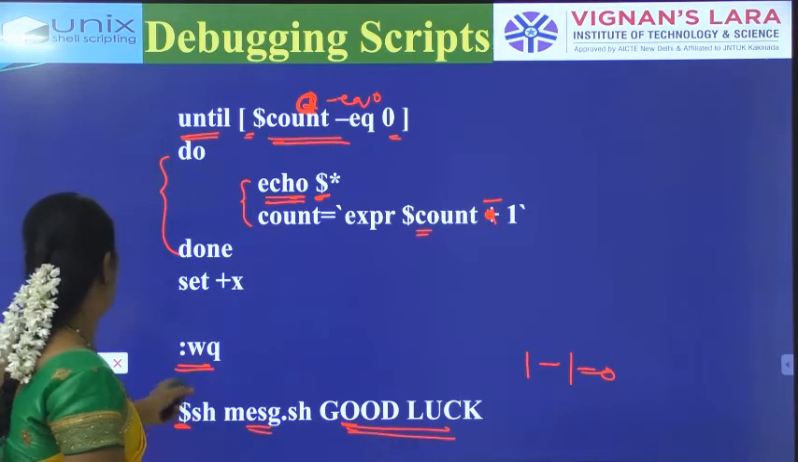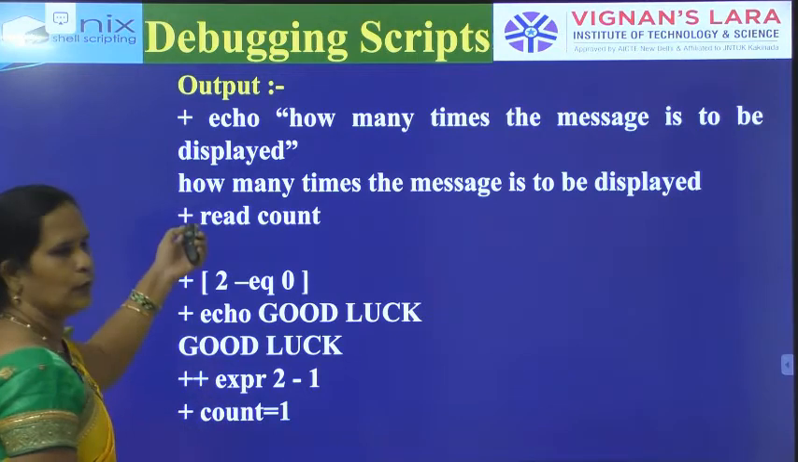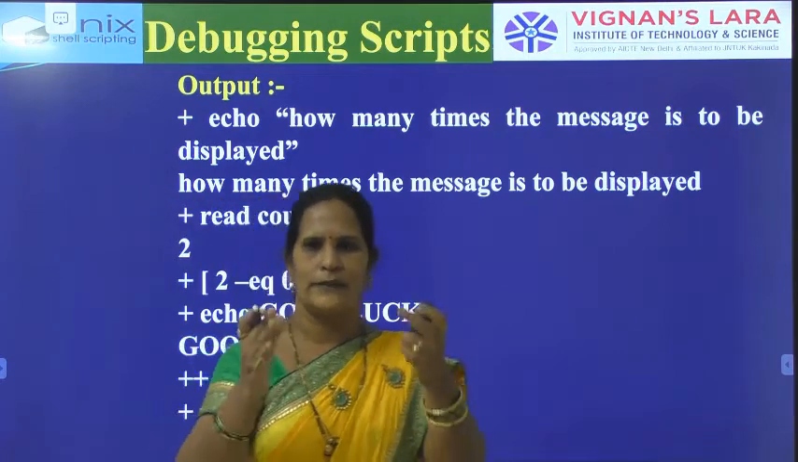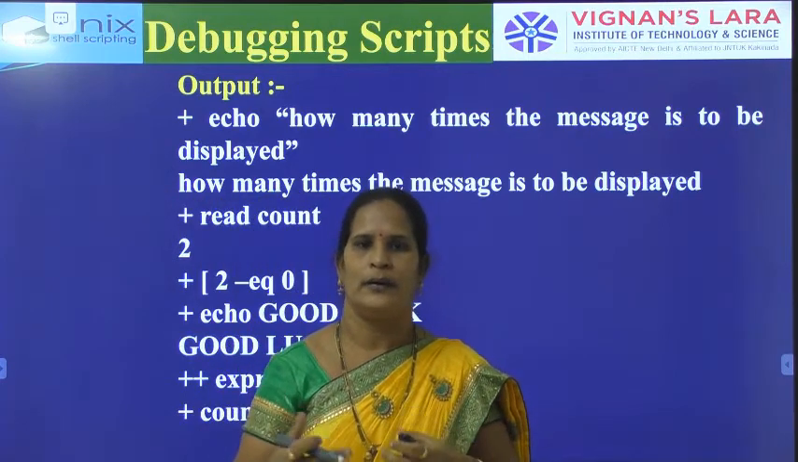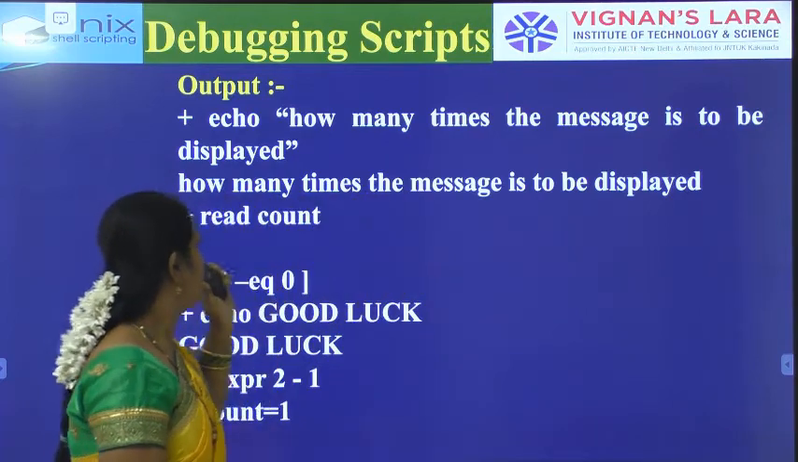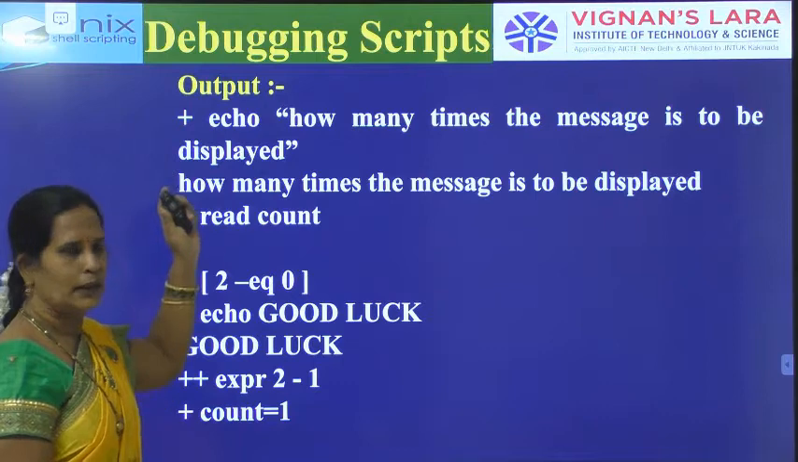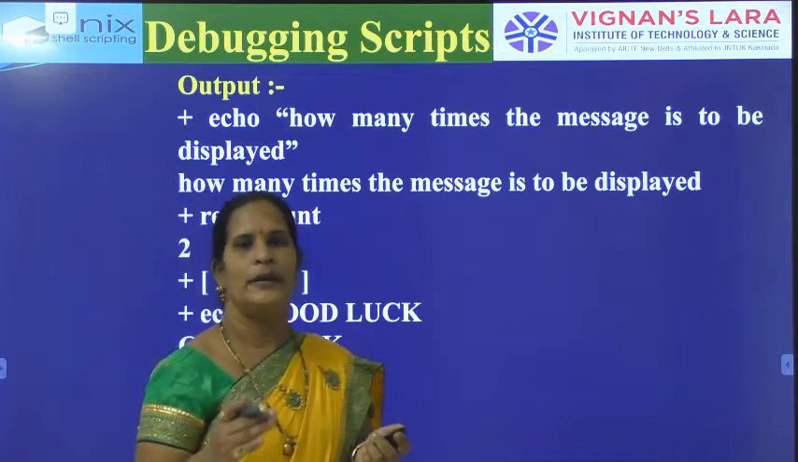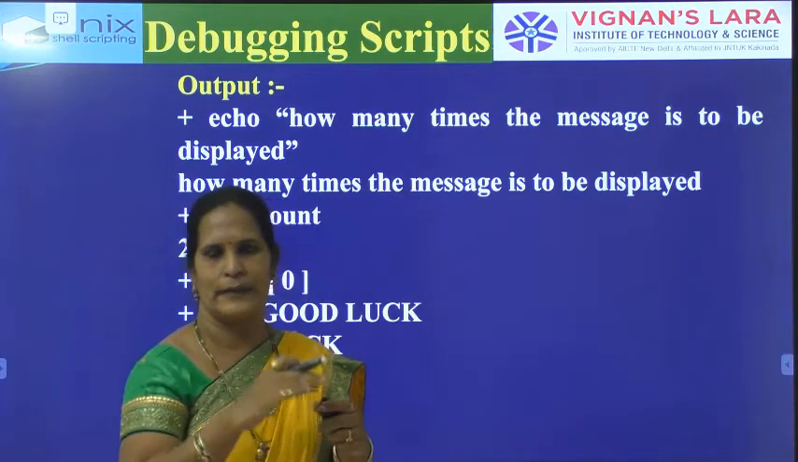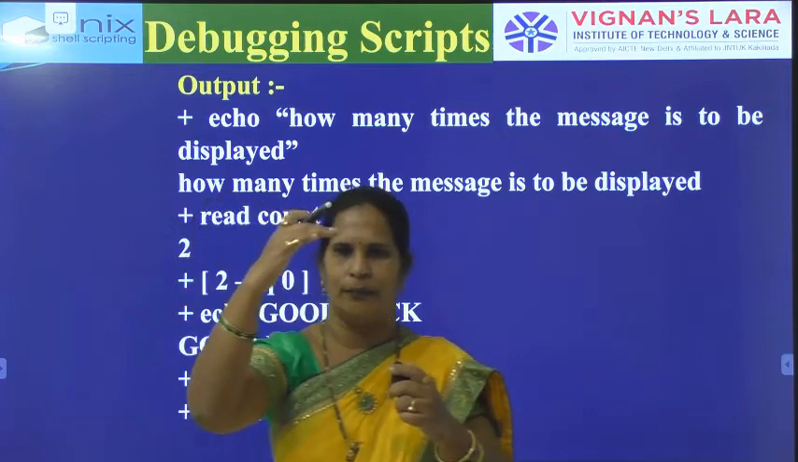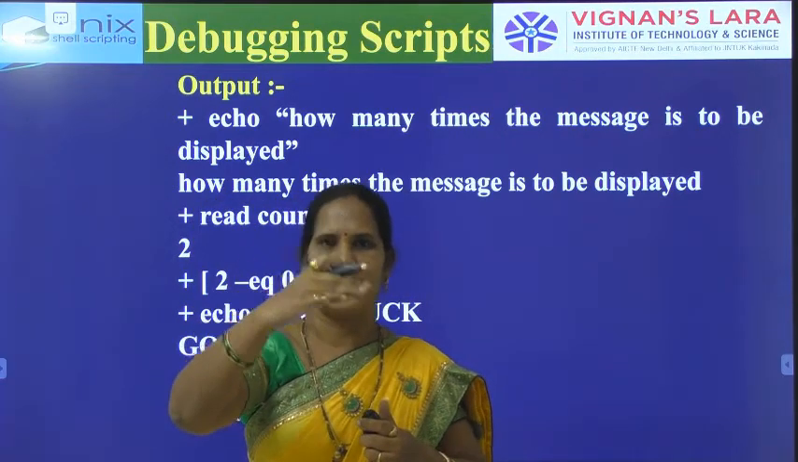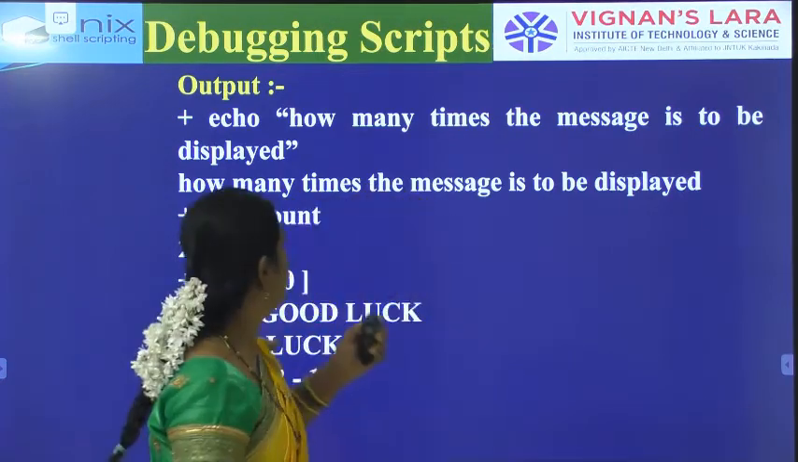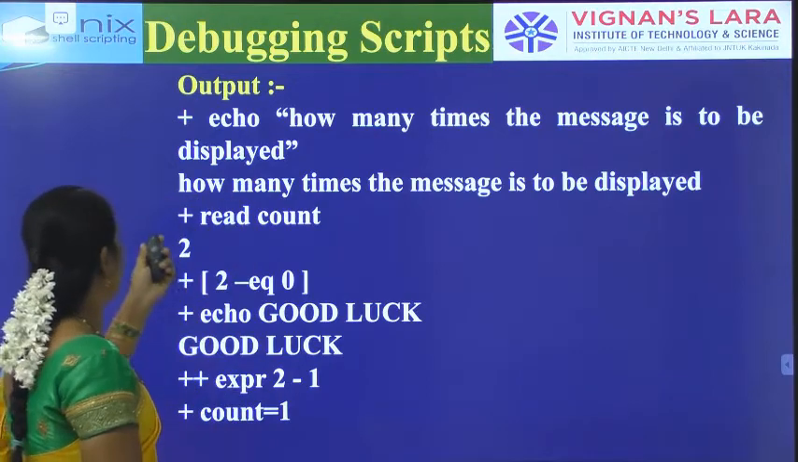Now I am going to explain the execution, meaning debugging it. Up to now I explained what the program is and what output we are expecting. Now I am going to view the execution of statements line by line. What is the first line of the program? Echo space how many times the message is to be displayed. This is the message I typed. Whatever lines we typed in between set space hyphen x and set space plus x are executed, so we have to view the execution of those statements here.